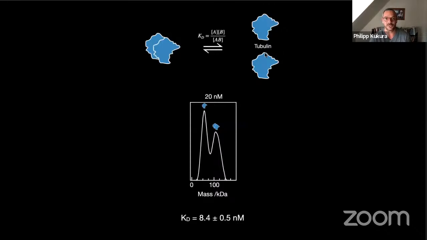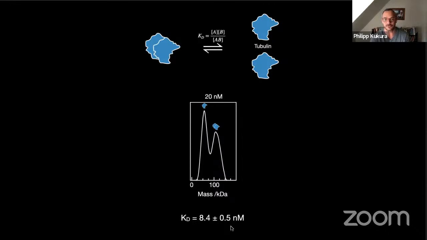So take something like tubulin. You have a dimer, and you have a dimer falling apart into two monomers. If you take tubulin and measure it at 20 nanomolar, you see two peaks, one at the monomer mass, one at the dimer mass. You can count how many dimers you have, and you can count how many monomers you have. You plug it in, and you get a dissociation constant, which is 8 nanomolar. And now you say, okay, fine, but surely you can't just measure this in 30 seconds. Is this actually correct?